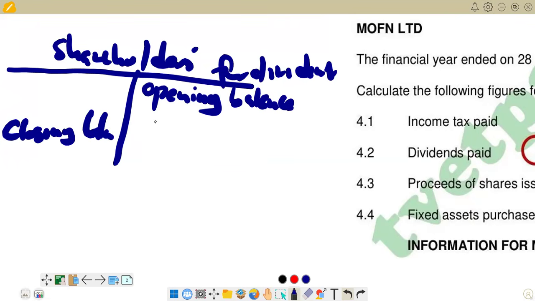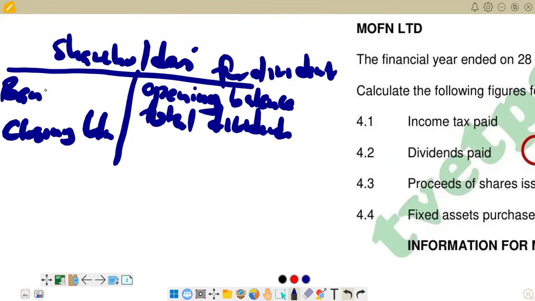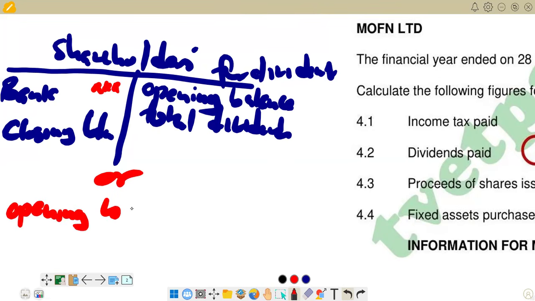Then the total dividends for the year will come on the credit side. Then the amount that we'll be looking for, you find it on the debit side here as a balancing figure. So this is what we have. Or alternatively, you can use the formula. This is an alternative way: opening balance, then we add interim dividends.